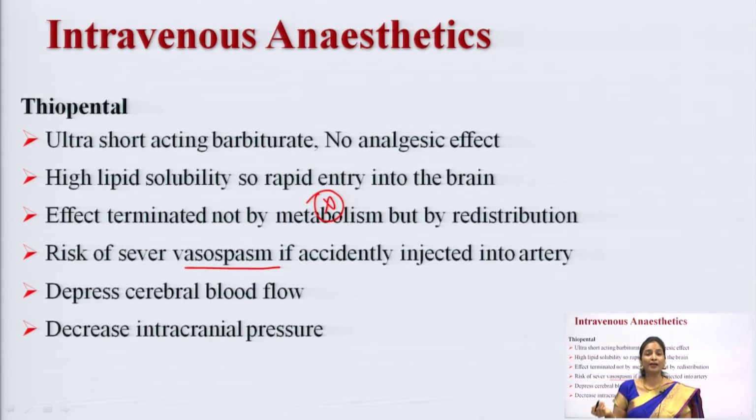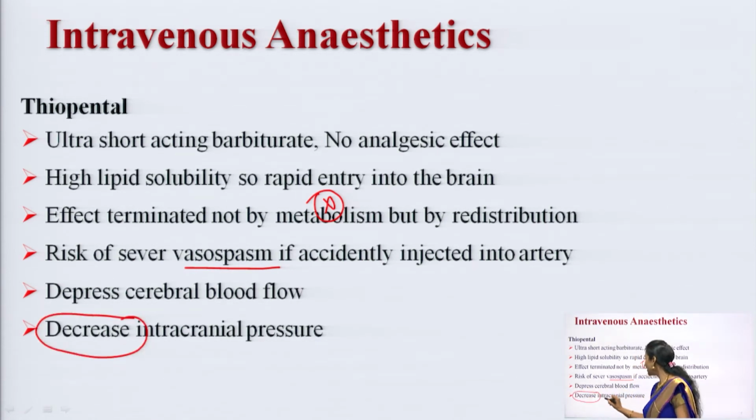What is the intracranial pressure? The pressure seen inside the brain. Inside pressure: cranial, brain. So if the pressure is observed inside the brain, then it is called intracranial pressure. So the thiopental drug will decrease the intracranial pressure.